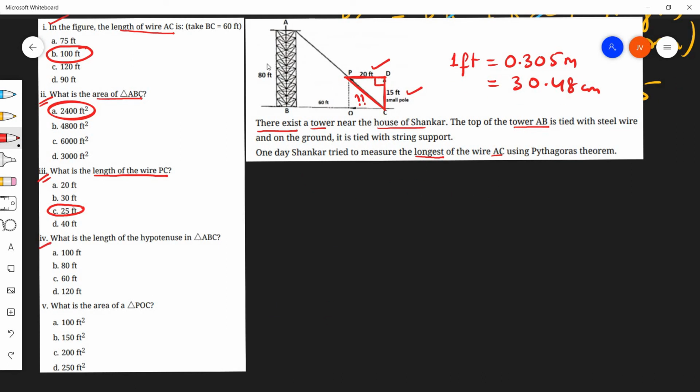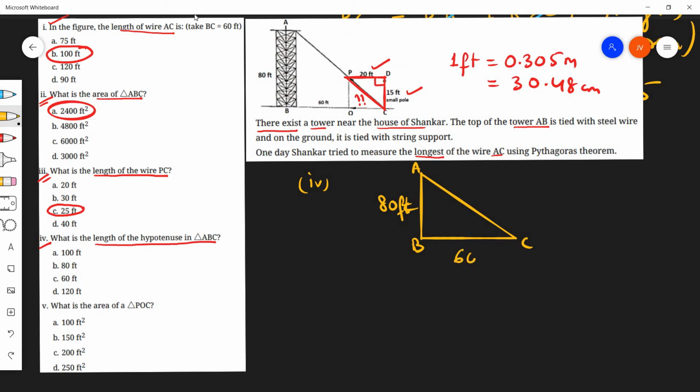Now let's answer the fourth bit. What is the length of hypotenuse in triangle ABC? So we have triangle ABC. AB is the tower whose height is 80 feet. BC is the distance between point C, where the top of the tower is connected to the ground, to the foot of the tower, that is B. BC is 60 feet, that is mentioned in the first bit of the question.